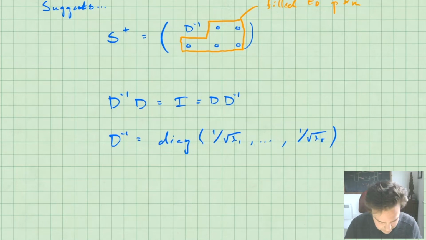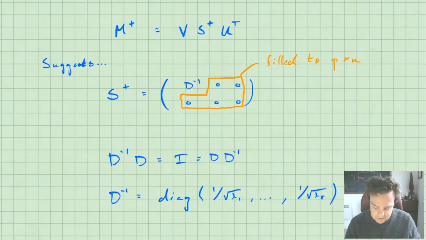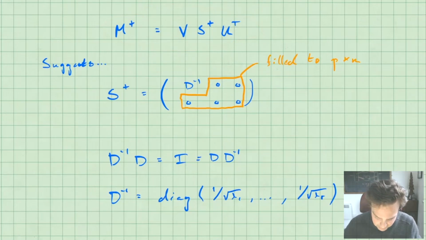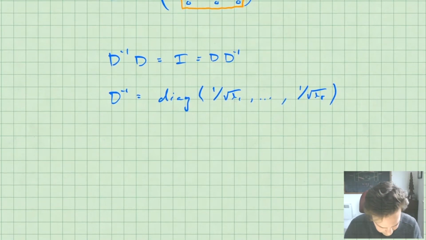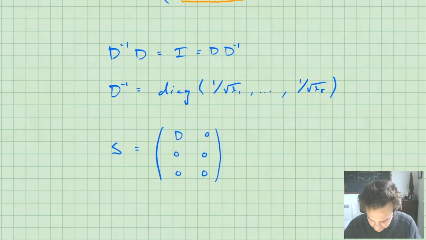And so let's take a look, does this give us anything? I said that this expression suggests what you want for S plus, but maybe I jumped the gun a little bit. Let's see what happens if you multiply S by S plus and vice versa. So think about what this means. S plus we've just seen, and so what does S look like? S looks like D, like that, and then filled in, to n by p.